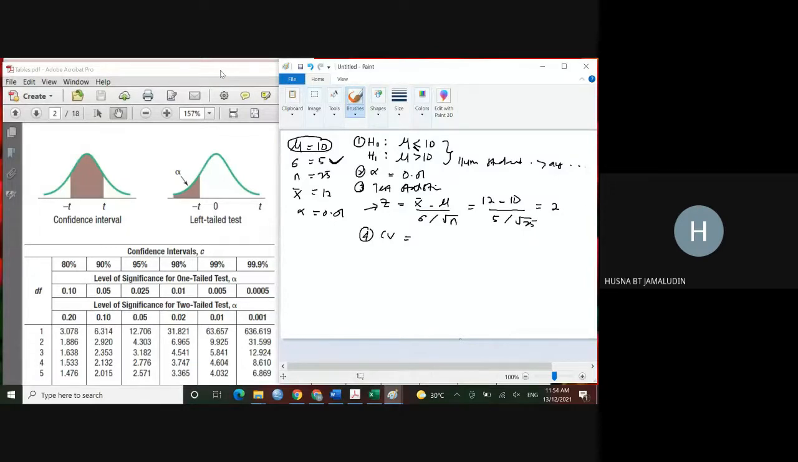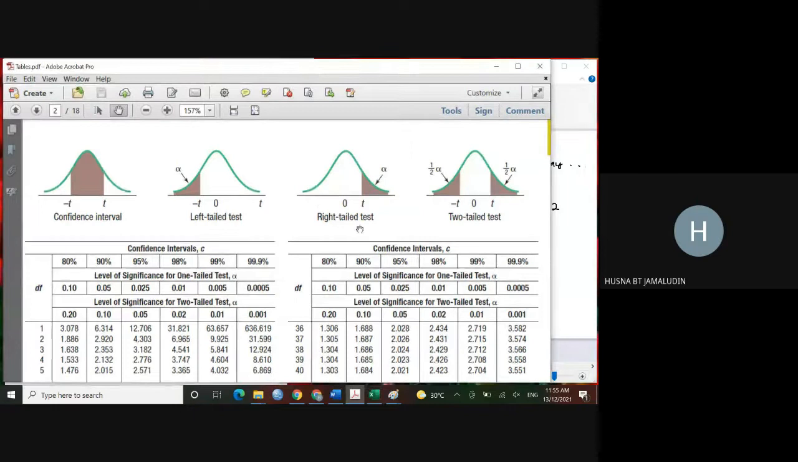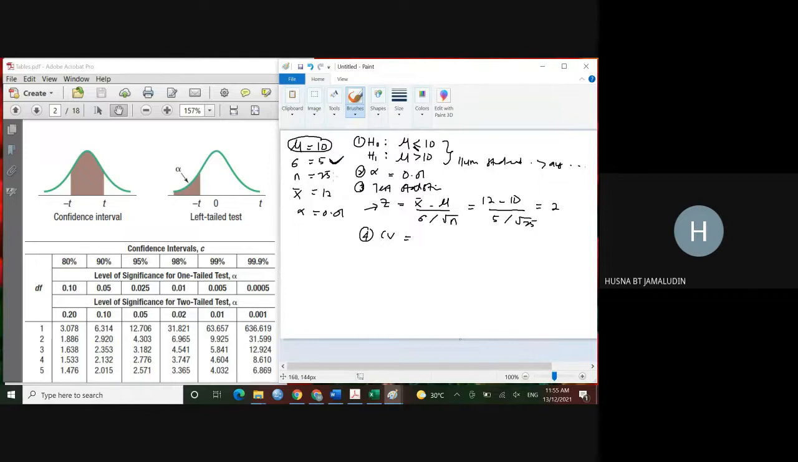Now, what is the alpha, 0.01? So tell me how to find the CV. You have to look at the level of significance, whether it is one tail or two tail. So in our case, what is it? One tail or two tail? One tail.